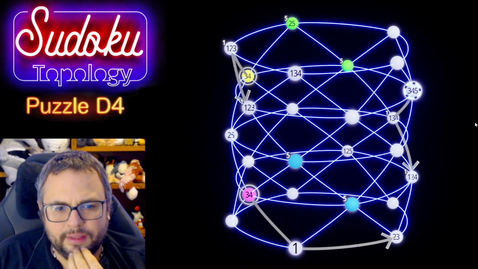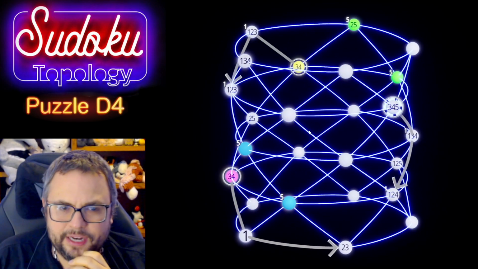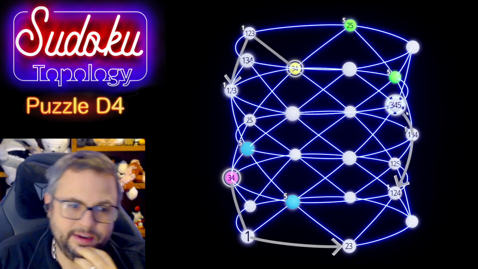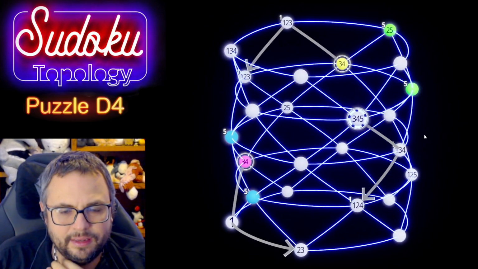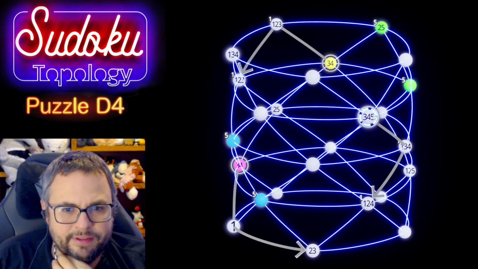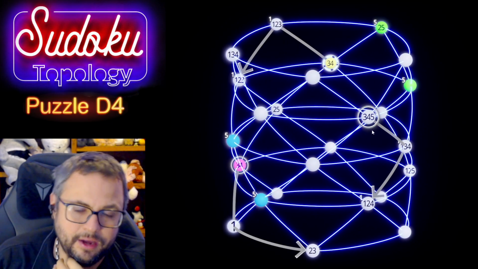Now, this cell can't be yellow, but it could be pink. And in fact, it is pink if it's a 3 or a 4, because it sees the yellow.